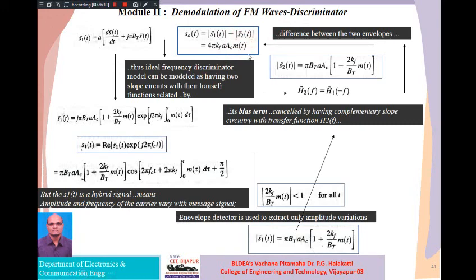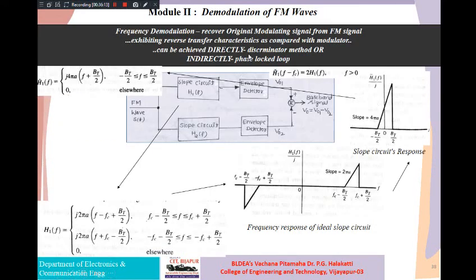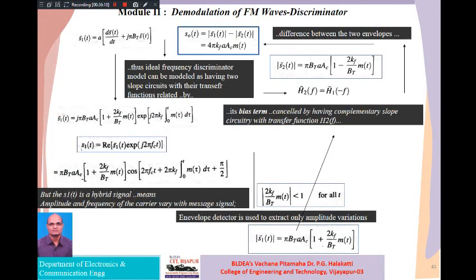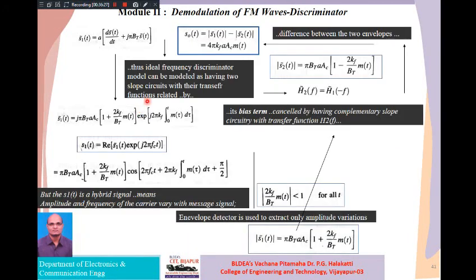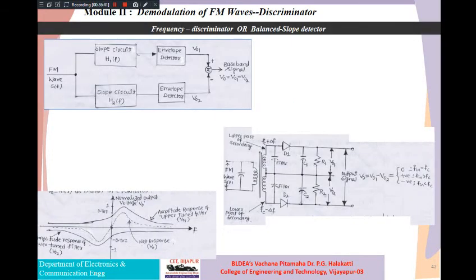It is in the feedback path. The feedback loop is there, you can see here. That's why you can see here, guys, we need two slope circuits having transfer characteristics exactly opposite in nature. Because we want to cancel out these amplitude variations and help us in extracting the message signal. This is the main point you have to remember.